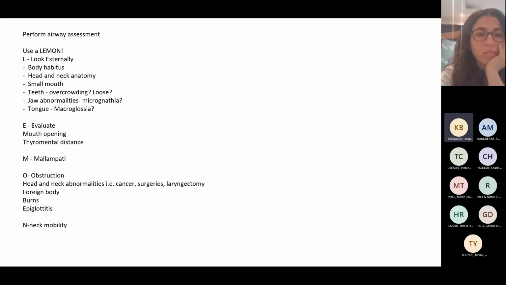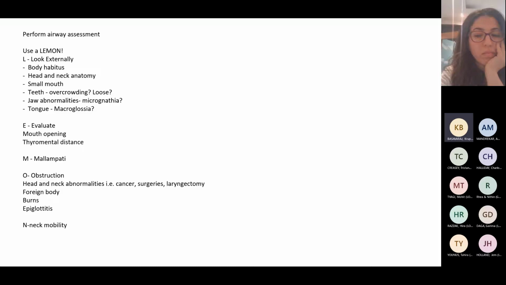Well, when I talk about an airway assessment, I don't think every one of you would be doing this, but there are gross pictures. When you look at a patient, you would identify, yeah, this person could be difficult. Let's say it's a big patient who is obese, with a big hanging chin, short neck, I can easily say this is going to be difficult. So you look at external habitus, head and neck anatomy, a small mouth, teeth, overcrowding. Yes, there's probably no space to maneuver your laryngoscope.